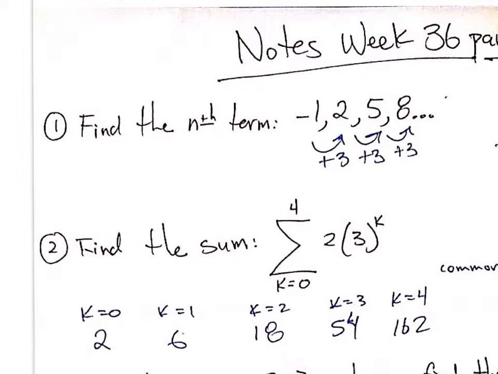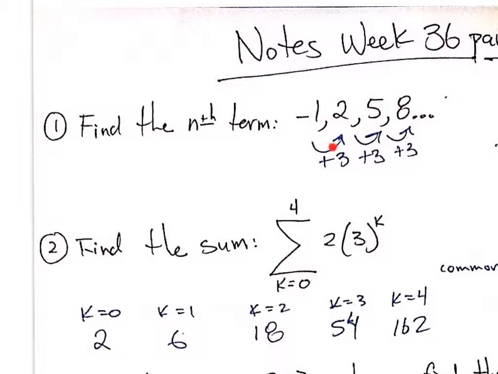Question number 1 just tells us find the nth term. So they don't specify a certain number, so that means we're supposed to come up with a formula involving n to tell us the value of the term. For example, this is the fourth term, and the value is 8, and this is the third term, and the value is 5, etc.